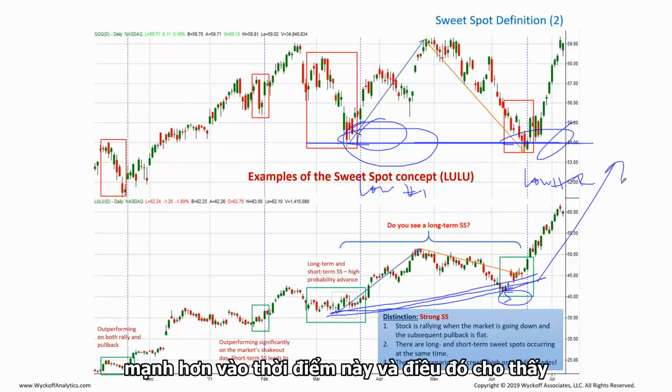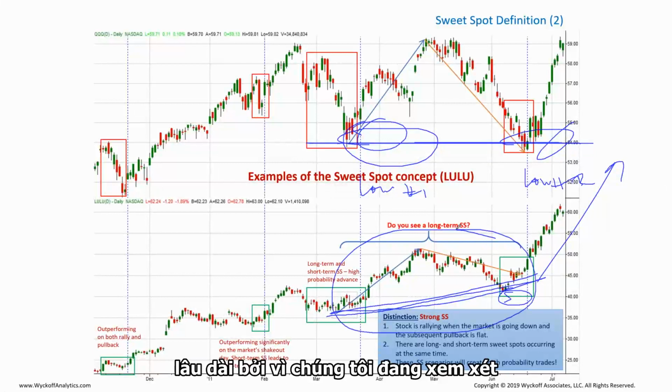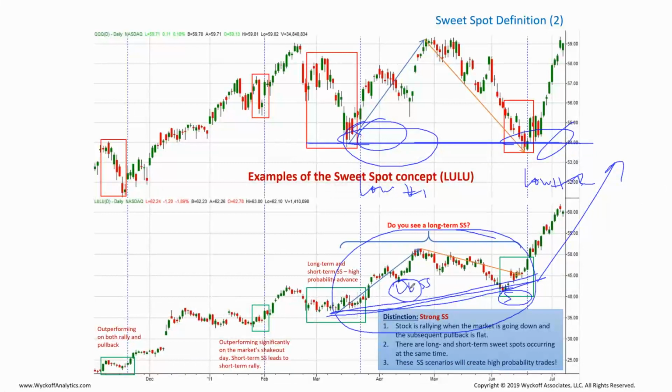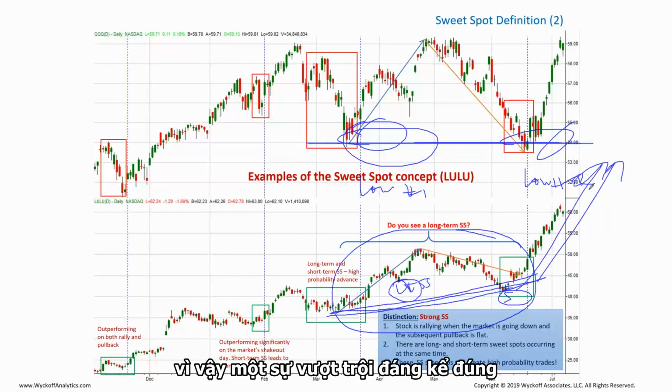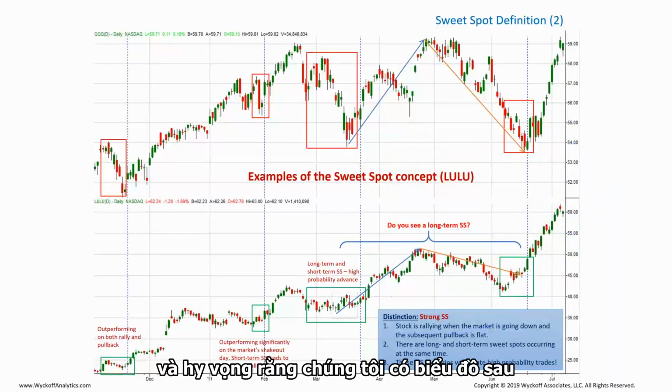And then we're looking at the slope, and we see that the stock is so much stronger at this point. And that suggests multiple things. That outperformance suggests a good market long term, because we're looking at the long term sweet spot. So a significant outperformance right here on the way out. And hopefully we have the chart after that. If not, just go check it out.